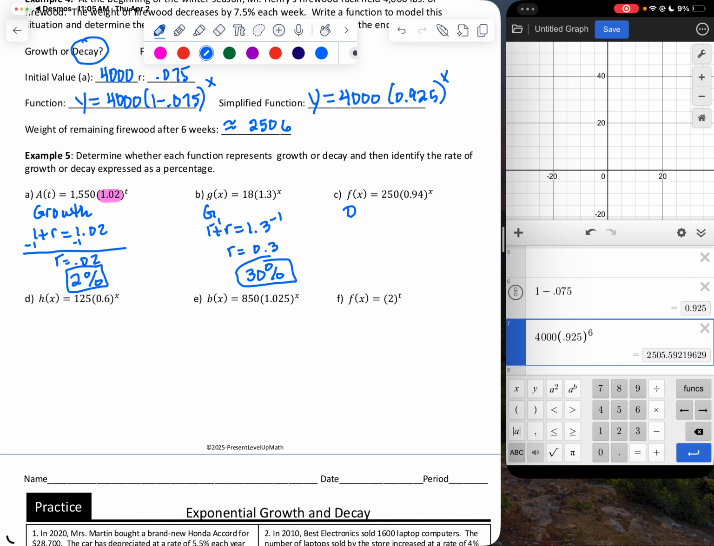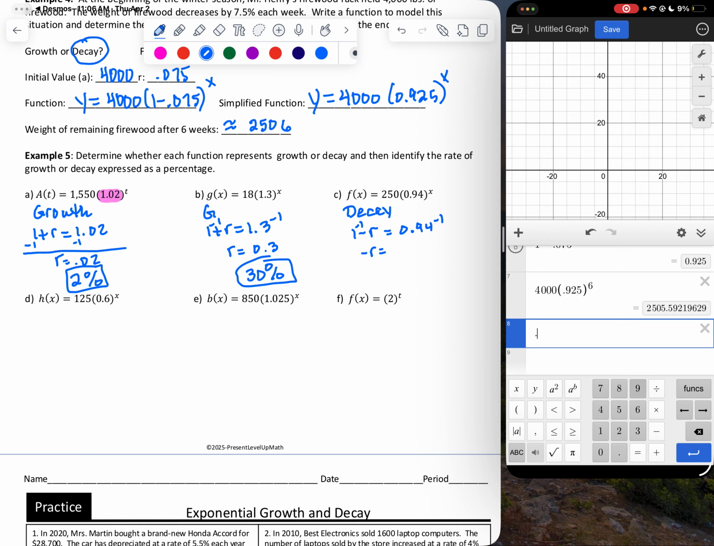All right, now when it's decay, like our next problem, we don't want to use the formula 1 plus r, we use the formula 1 minus r. So 1 minus r equals 0.94. Subtract 1 to get negative r equals 0.94 minus 1, which gives us negative 0.06. Then divide both sides by negative 1 to get rate equals 0.06, which would be 6% decrease.